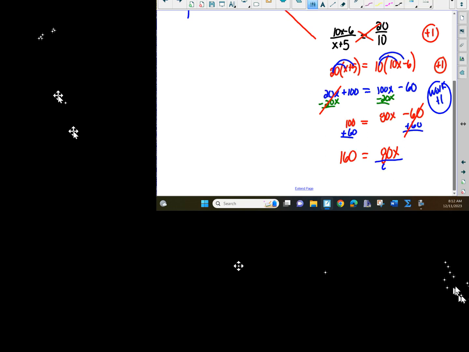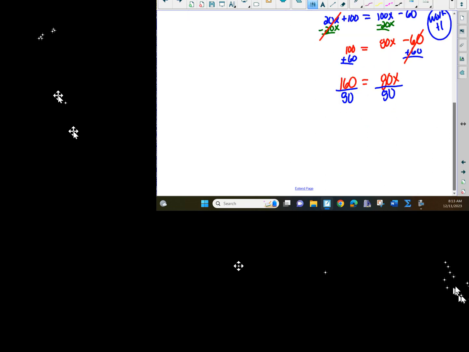Looks like this one's going to come out nice. I divide by 80. I know you're going to have to get your calculators out here, but how about you just do some simple math right there. Cancel out the zeros, and then you have 16 divided by 8. 16 divided by 8 is 2. My final answer is x equals 2.